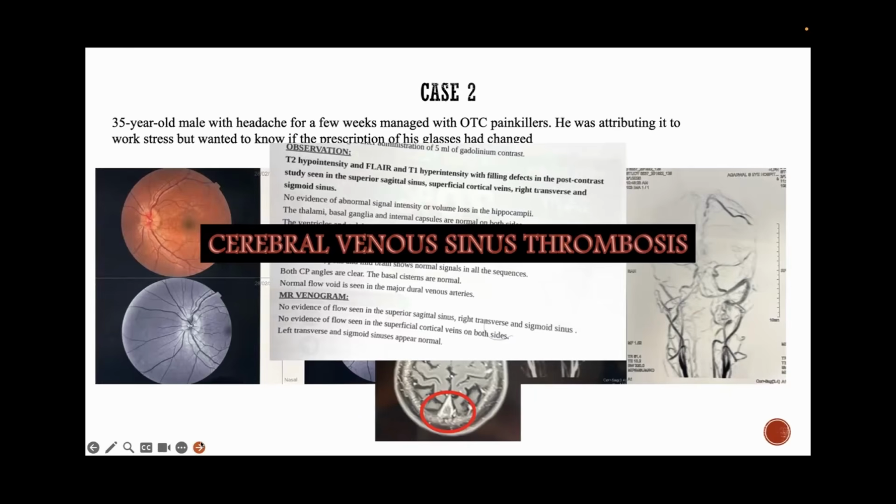And this patient needed blood thinners, and I made sure that by the end of the day, he was already on heparin to break the clot in the brain.